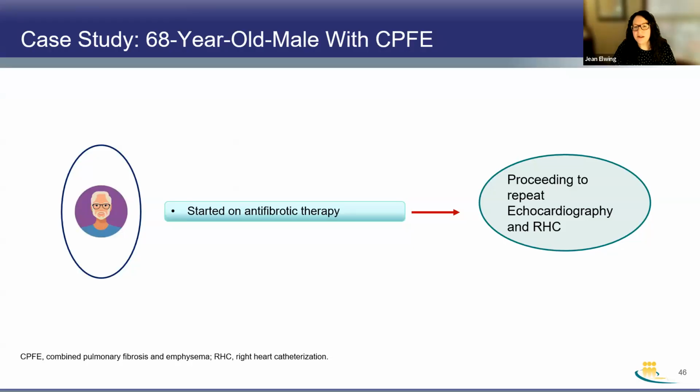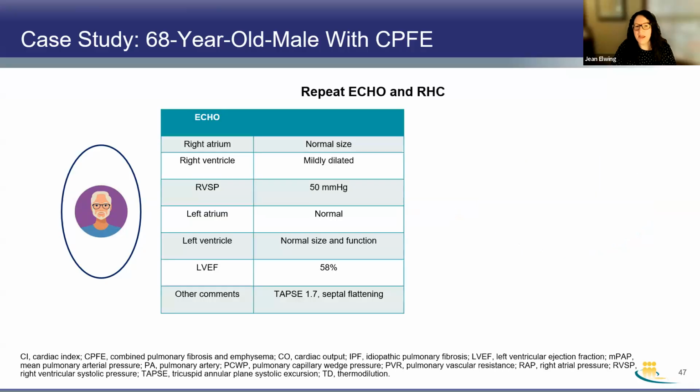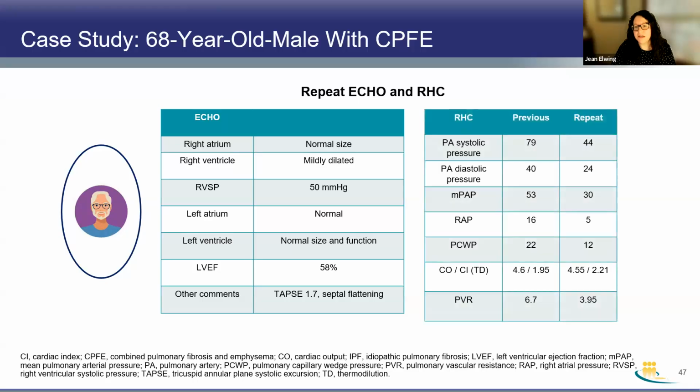So our gentleman, he was started on antifibrotic therapy, he was diuresed, and we optimized his oxygen, made things as well as we could, and we reevaluated. His echocardiogram on repeat showed a little bit lower systolic PA pressure of 50, but now his TAPSE is 1.7, he continues to have septal flattening, and his right heart catheterization was improved in terms of his volume status, but he continued to have elevated mean pulmonary pressure of 30, meeting that criteria for pulmonary hypertension in a precapillary pattern with a wedge of 12 and a PVR of 3.95.